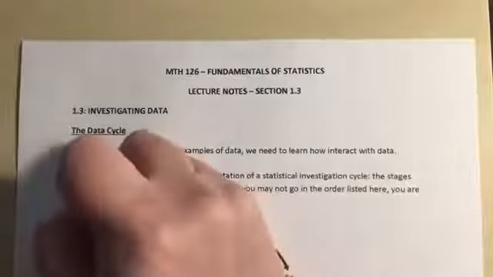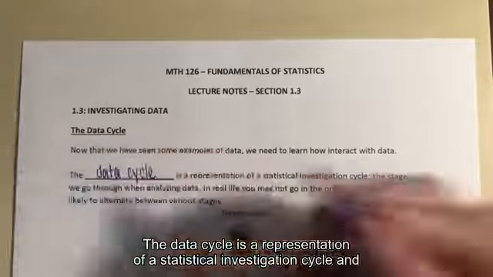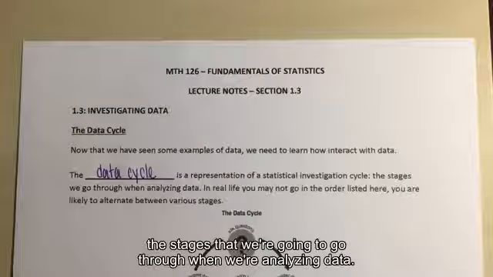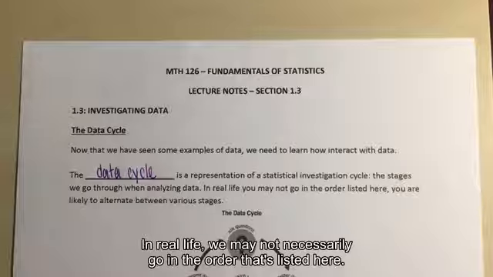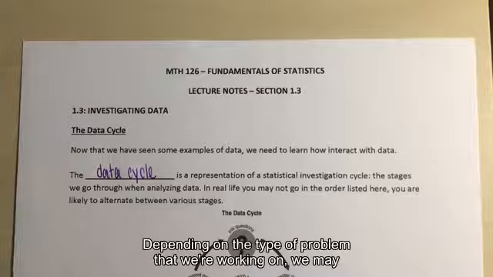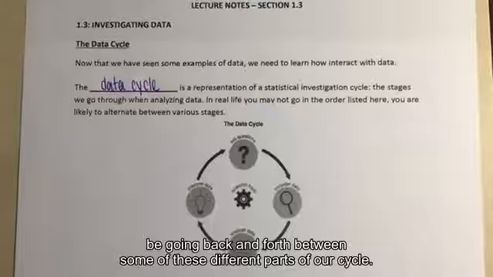Right? So the data cycle is a representation of a statistical investigation cycle. The stages that we're going to go through when we're analyzing data. In real life, we may not necessarily go in the order that's listed here. Depending on the type of problem that we're working on, we may be going back and forth between some of these different parts of our cycle.